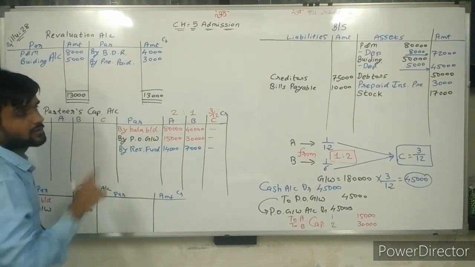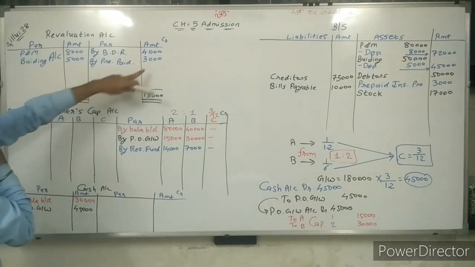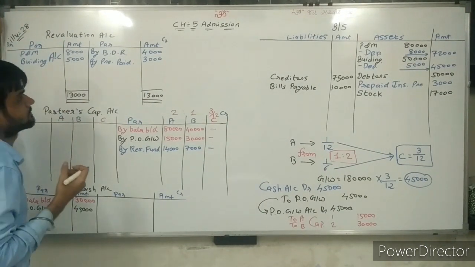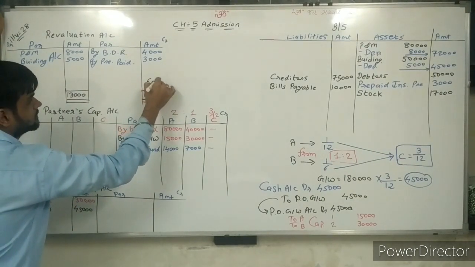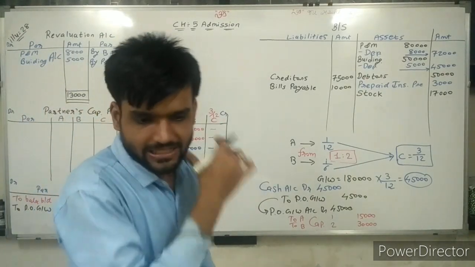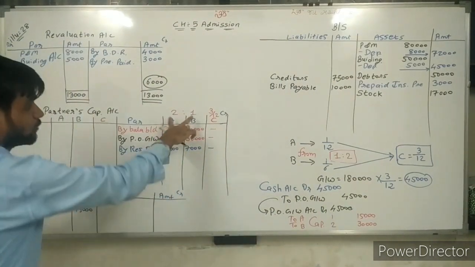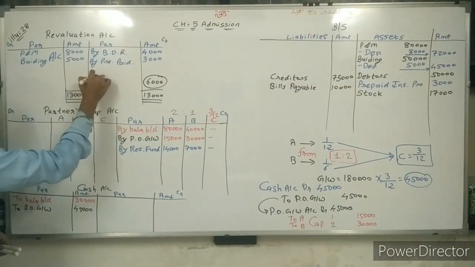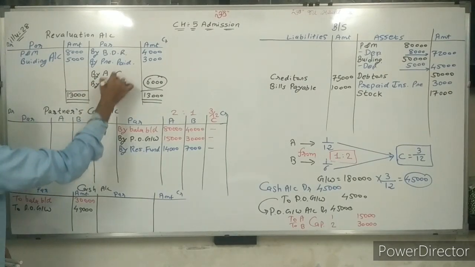Here also 13,000 minus 7,000. So 13 minus 7, 6,000. This is the loss. It's my debit balance. And the loss is distributed among the partners in the ratio of 2:1. So debit A account, B account.